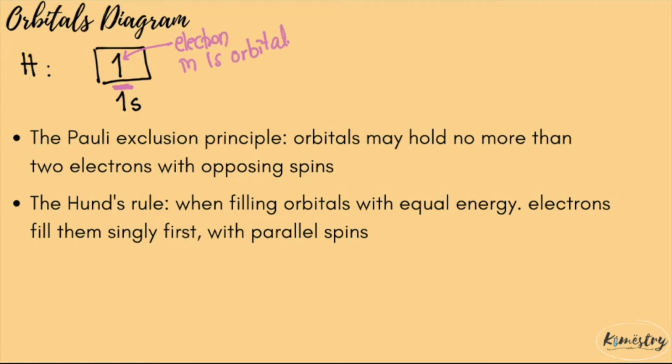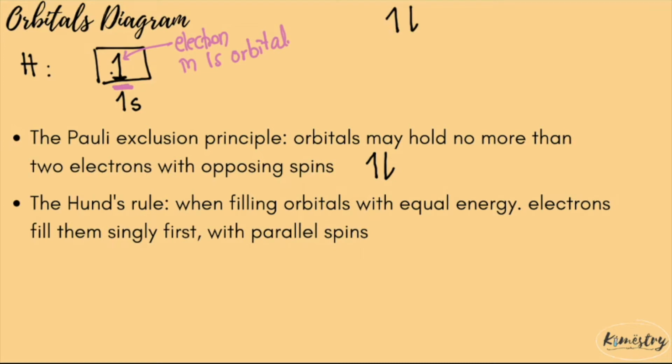In orbital diagrams, the direction of the arrow, pointing up or pointing down, represents the electron spin. All electrons have electron spin. The Pauli exclusion principle says that an orbital may hold no more than 2 electrons with opposing spins. What that means is it could only have one up and one down in one orbital. Another rule for orbital diagrams is Hund's rule.